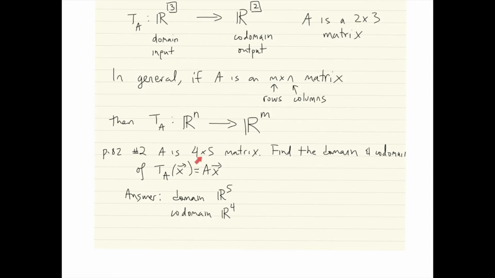A simple example or exercise is on page 82, number 2. It says A is a 4 by 5 matrix. Find the domain and codomain. Well, this is a 4 by 5 matrix, and so for inputs, you will be giving a column vector with 5 rows. In other words, an element of R5, so that's the domain, and then the codomain is R4, because when you do the matrix multiplication, you'll be multiplying a 4 by 5 matrix by a 5 by 1 matrix, and you'll end up with a 4 by 1 column vector, which is an element of R4.